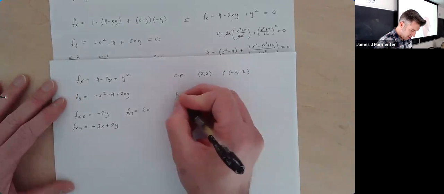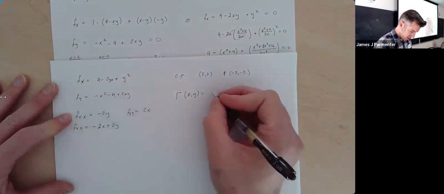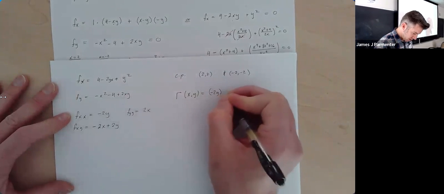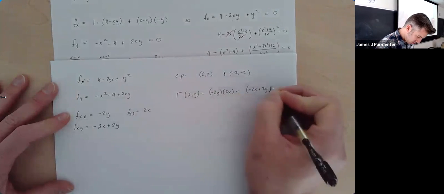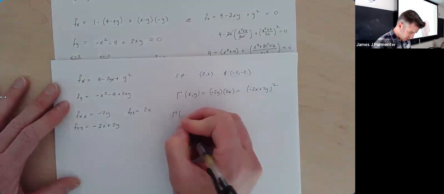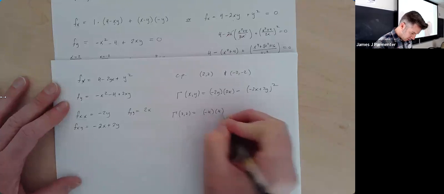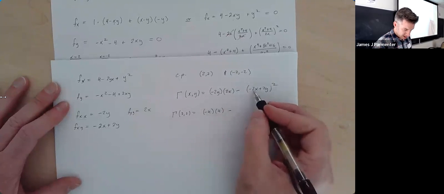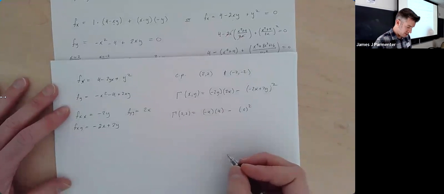So then our gamma of x comma y is that times that. So negative 2y times 2x minus negative 2x plus 2y squared. And then we'll plug in each one. So if we plug in 2, we're going to get negative 4 times 4 minus negative 4 plus 4 is 0 squared. So when we plug in 2, what do we get?